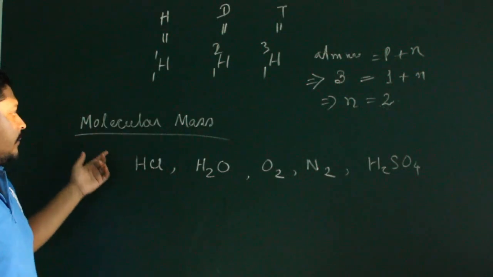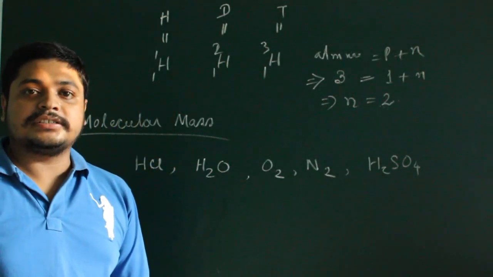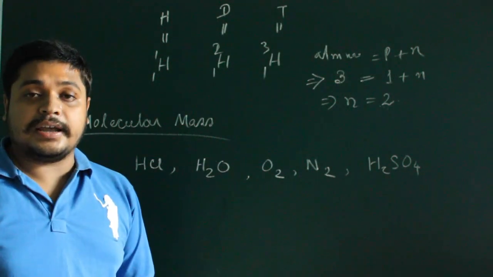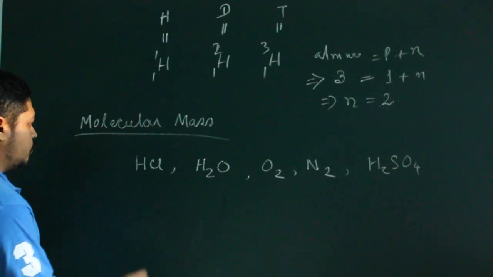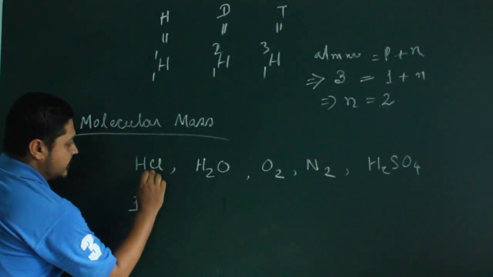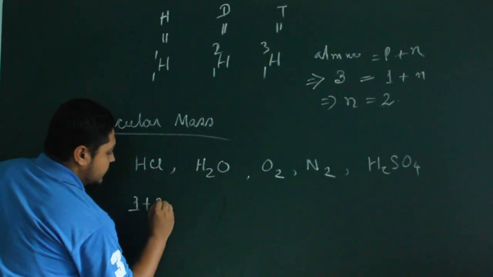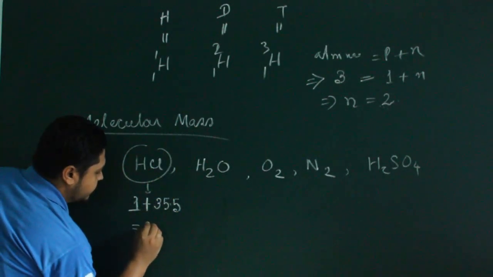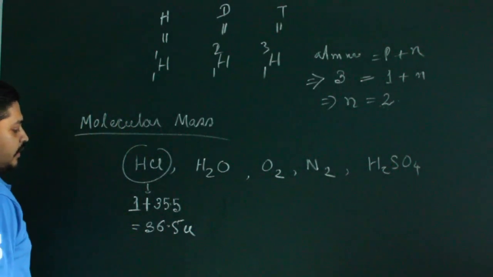Okay, so the next topic is molecular mass. Molecular mass is the summation of the atomic masses of the atoms in a compound. So HCl is the molecule. To calculate the molecular mass of HCl, the atomic mass of hydrogen is 1 and the atomic mass of chlorine is 35.5. So the molecular mass of HCl is 1 plus 35.5, that means 36.5 molecular mass units.